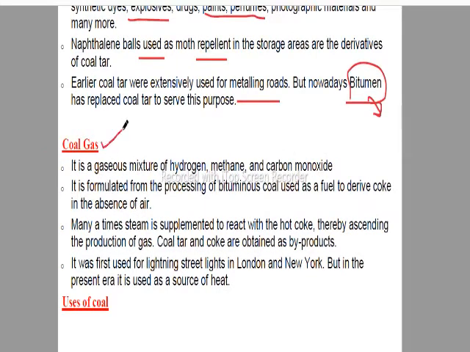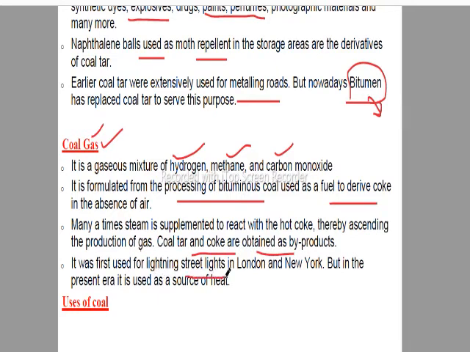नेक्स्ट जो हमने देखा था कि जो गैस बन रही है वो है कोल गैस. It is a gaseous mixture of hydrogen, methane and carbon monoxide. It is formulated from the processing of bituminous coal, used as a fuel to derive coke in absence of air. Means when we process coal into coke, a gas is derived, that is called coal gas. Many times steam is supplemented to react with the hot coke, thereby producing gas. Coal tar and coke are obtained as byproducts.